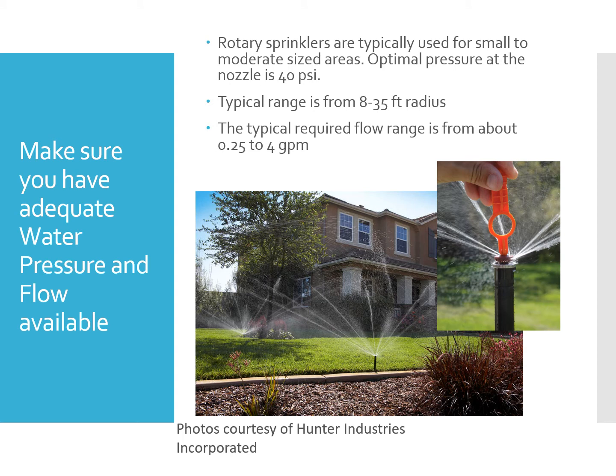Now, rotary sprinklers are typically used for small to moderate sized areas. Their optimal pressure at the nozzle is 40 psi. The typical range for these is from 8 to 35 feet, and the typical required flow range is from about 0.25 to 4 gallons per minute. So these are rotary nozzles, not rotors. And you'll see in this image here to the right that this nozzle right here is actually what's rotating, not the actual shaft or the head of the body moving back and forth.